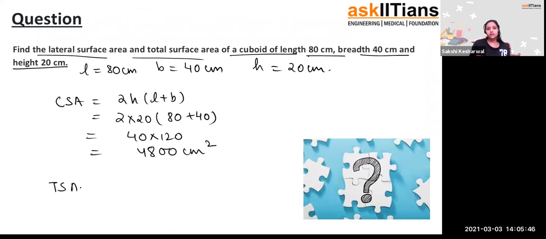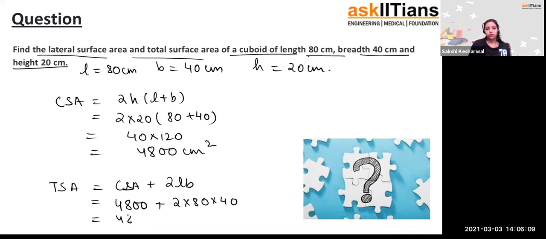And what will be your TSA? You can just do it like this. I have already found out the CSA, so it will be CSA plus 2 times LB, because the top and the bottom were not there. So I'll just add 2 times LB, or you can use the formula and get it. I already have the calculation done: 4800, and 2 times LB means 2 into 80 into 40, which is 6400. So you just add it up: 4800 plus 6400 is 11200 centimeter square. That's your answer, right? So are you good to go with this, beta?